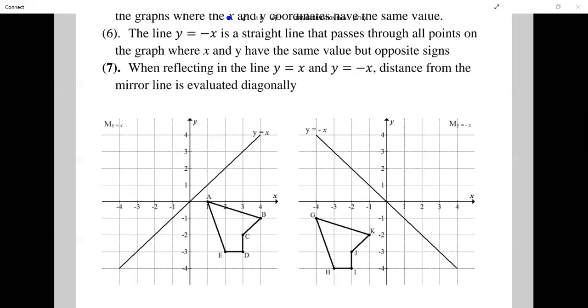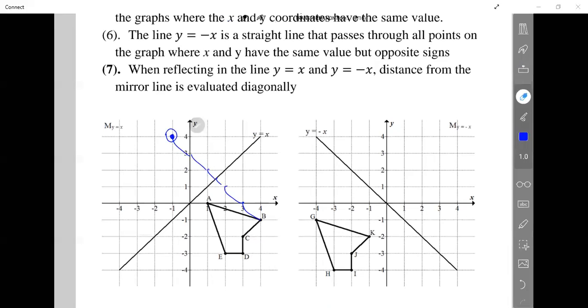So let me show you what I mean. Here, B is what? 1 diagonal, 2 diagonal, and a half. B prime would be the same distance, but on the other side. A half, 1 diagonal, 2 diagonal. This would be the new position of B.